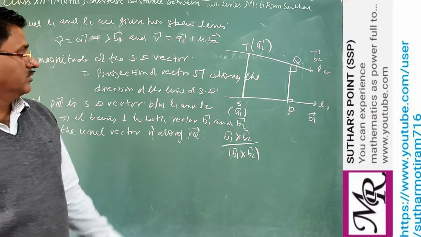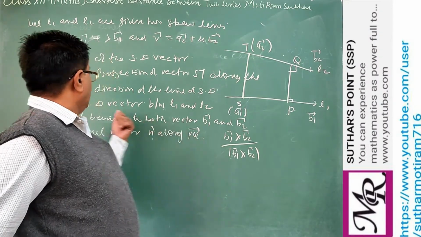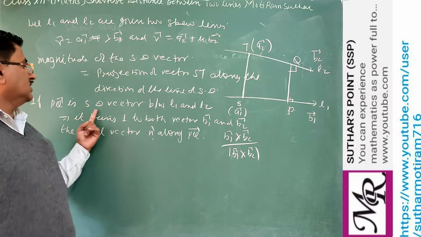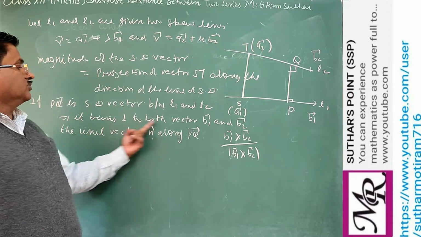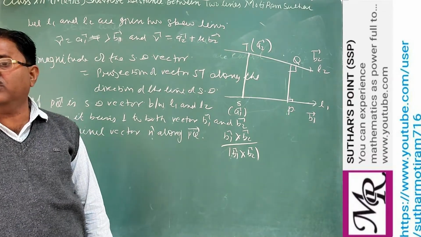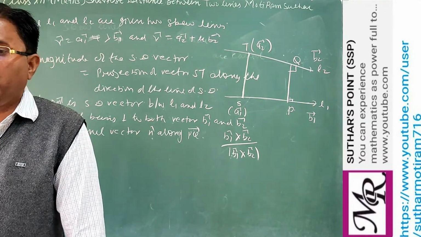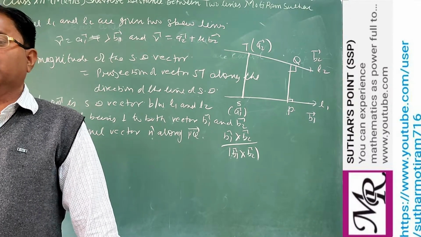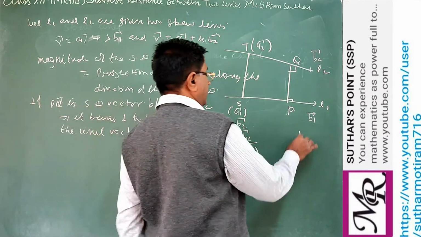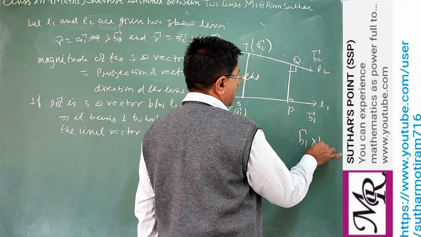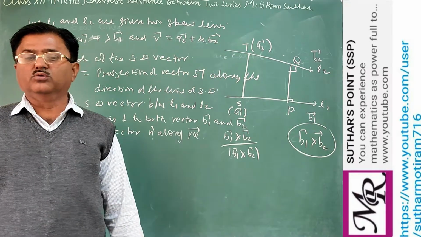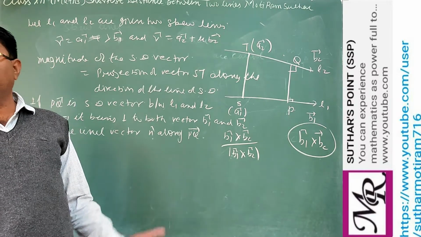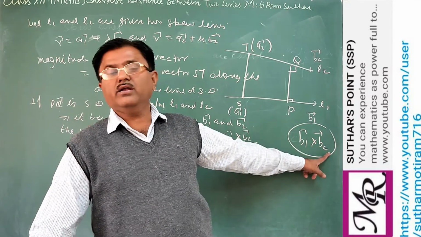This is very careful. Here we say that vector PQ is the shortest vector between L1 and L2. Then vector PQ is perpendicular. And in the previous chapter you saw how to find a vector which is perpendicular to the given vectors. We find their cross product, vector B1 cross B2. It means this vector is perpendicular to vectors B1 and B2.